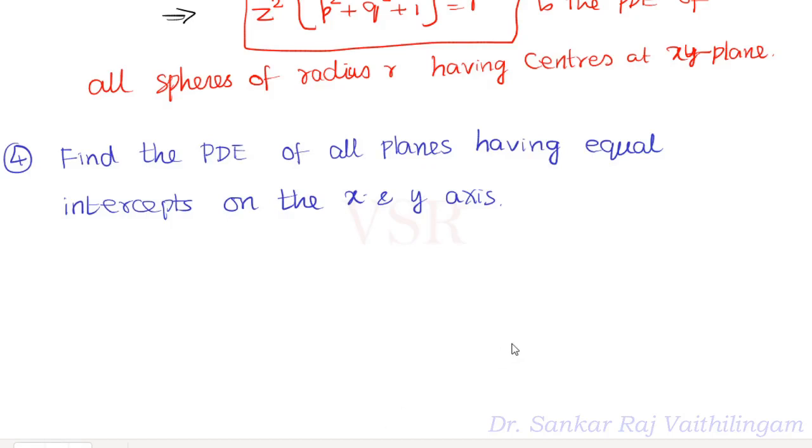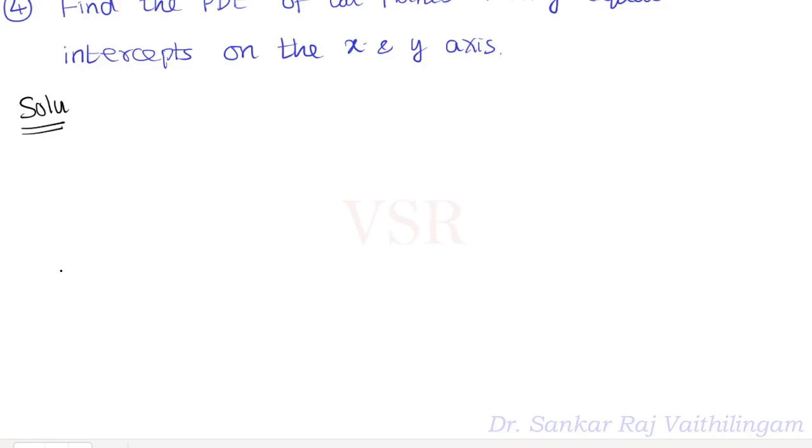Now let us find the PDE of all planes having equal intercepts on the x and y axes. Solution: suppose this is my x axis, y axis and z axis. So this is x, this is y, this is z. Now I take a plane. This plane passes through here, and it keeps going on.